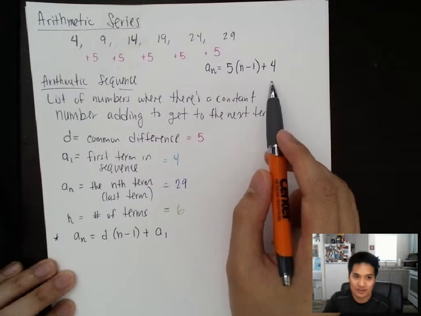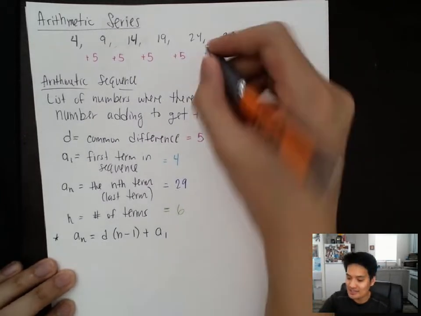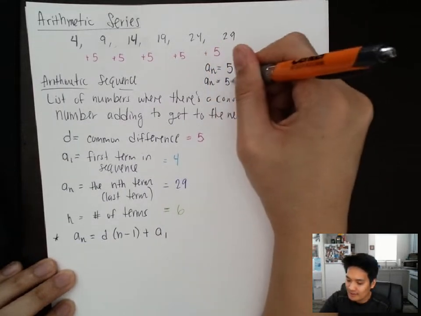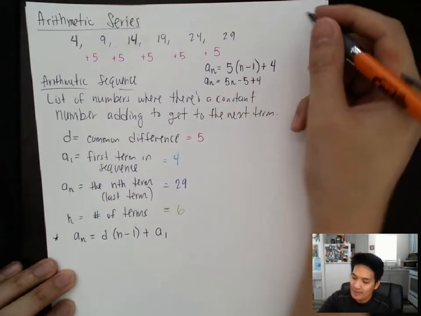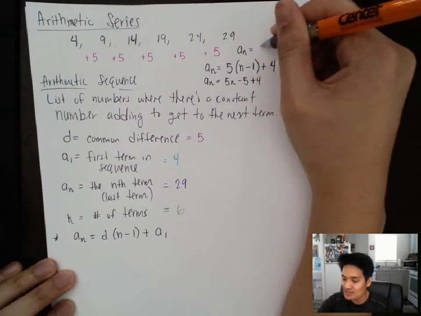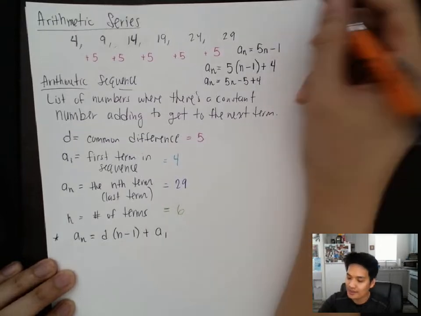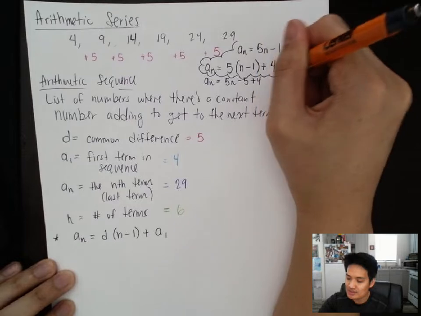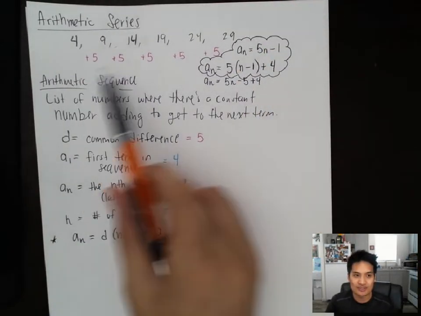So we can use that equation. If you want to simplify it so you don't have the parentheses, you can simplify it further: 5n minus 5 plus 4. Therefore, another possible equation for the sequence is 5n minus 1. Both of these are possible equations for our sequence here.